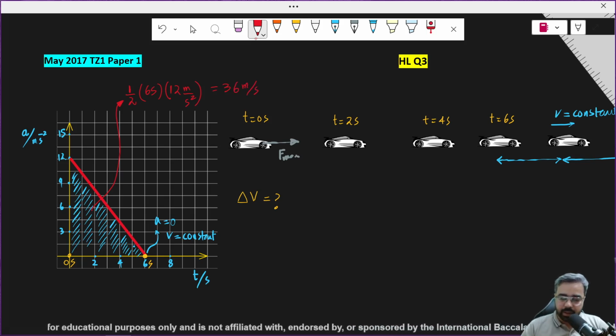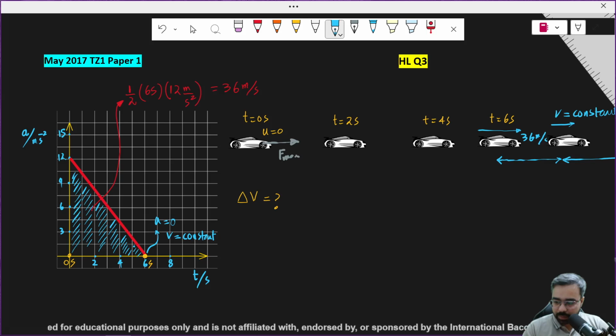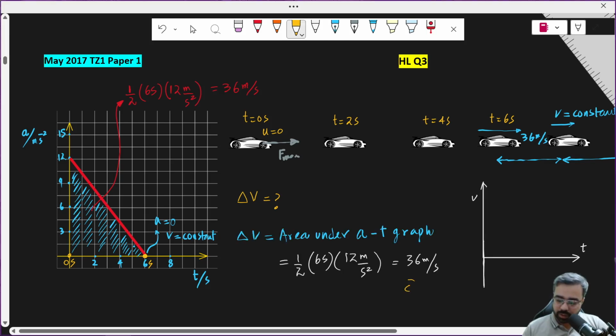It means that at that time, when the maximum force was applied, the speed was 0. But at the 6th second, dear students, the speed is maximum, which is equal to 36 meters per second. So the right answer is option C.